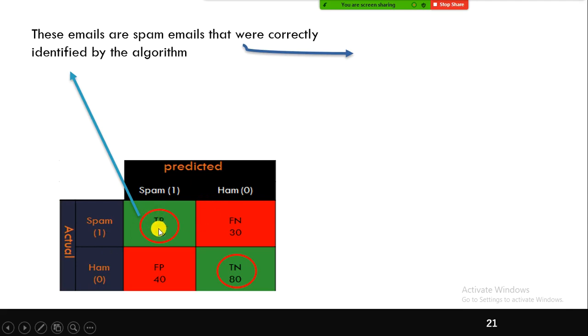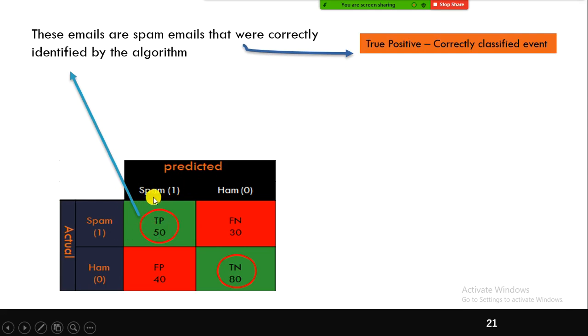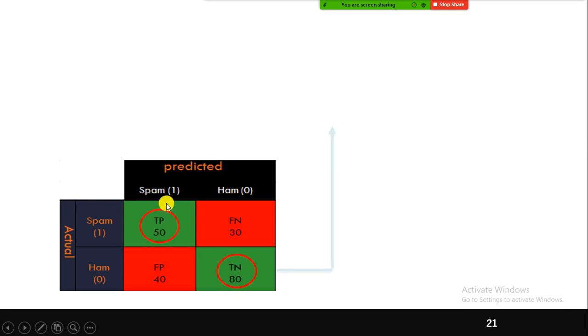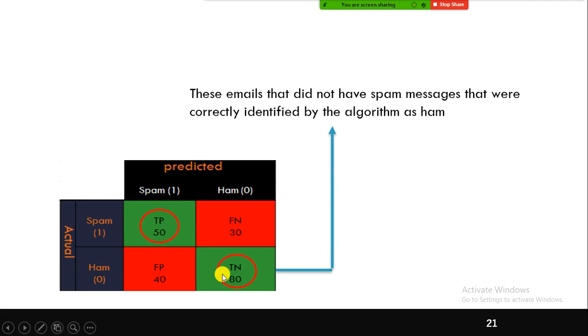So here the 50 observations were spam emails that were correctly identified by the algorithm. My model correctly identified 50 emails as spam. That is why we call it true positive. Next one is true negative. These emails were not spam emails. My model correctly identified 80 emails as non-spam emails. Good. But in this case, false positive is there, false negative is there.